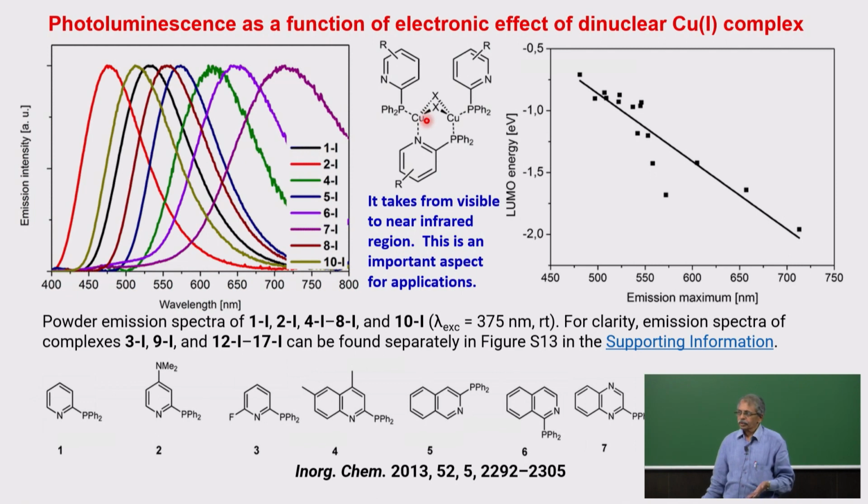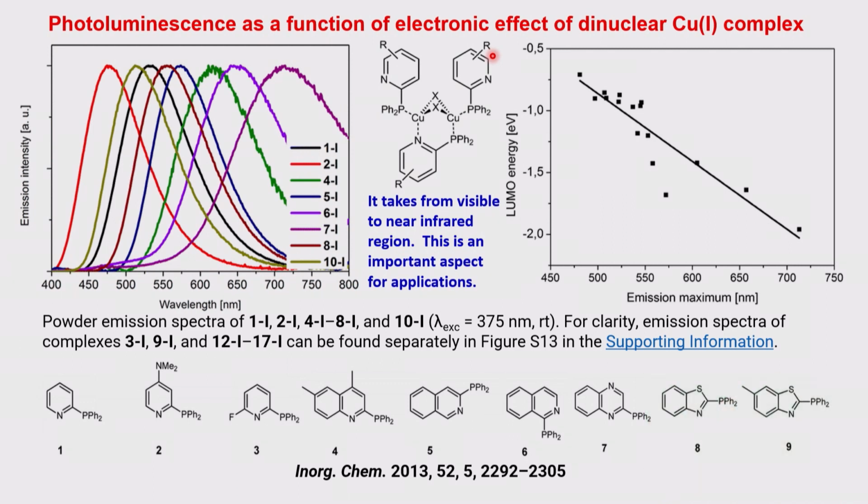So in other words, by changing your R group, you can change the fluorescence emission. Or if you say that I want this particular fluorescence emission, you can design the corresponding side chain or the substituent. I hope that is clear, this example. Okay, if so, let us move to the next one.